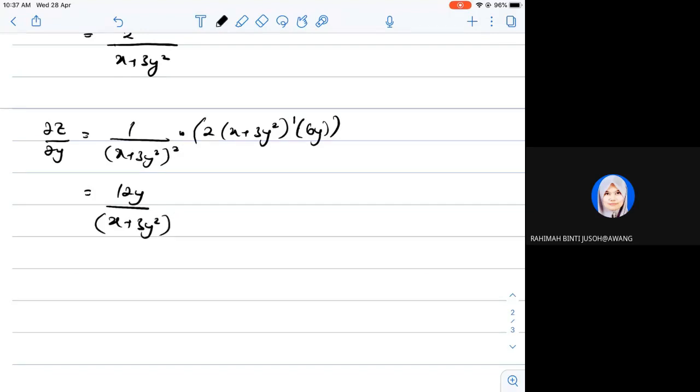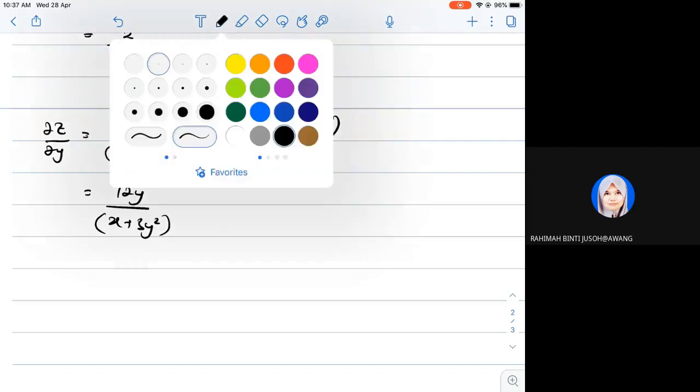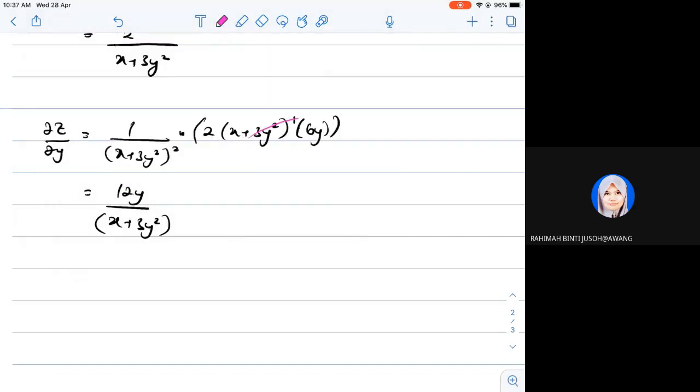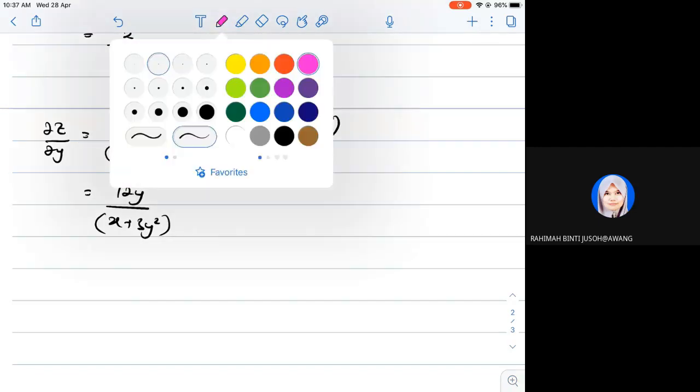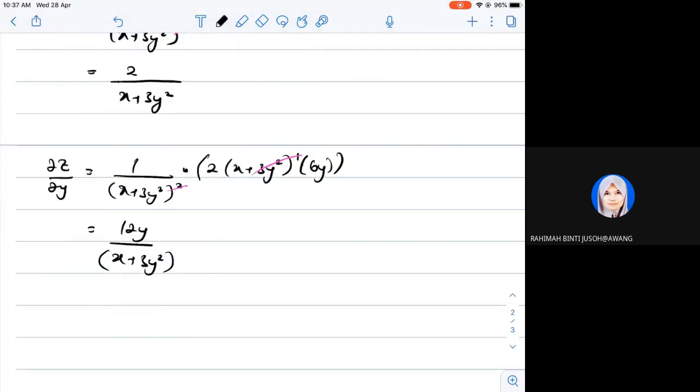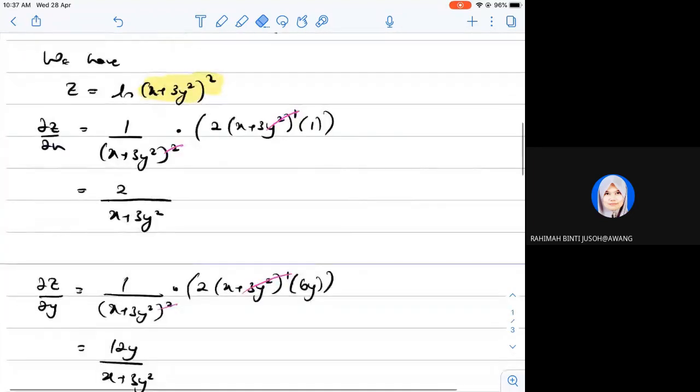Tak ada squared dah lah. Kan, sebab kita dah boleh cancel ni. This one dengan yang ni kuasa 1 ni. So just like that lah. Okay. Ni tak payah ada kurungan pun tak apa. Okay. So settle on del Z del X and del Z del Y.